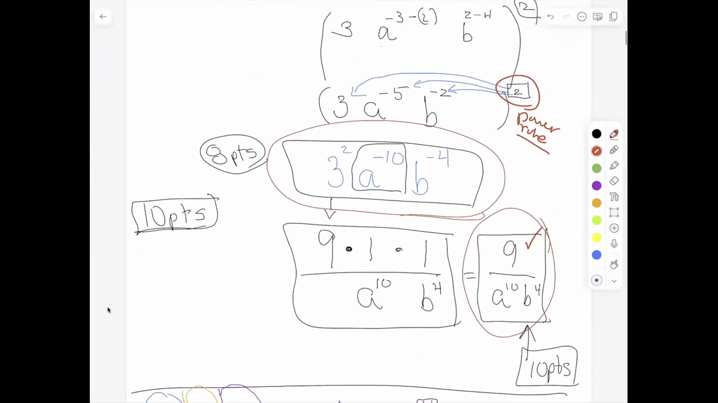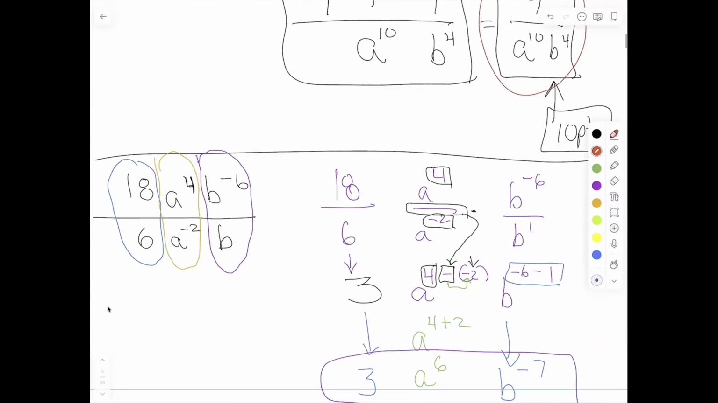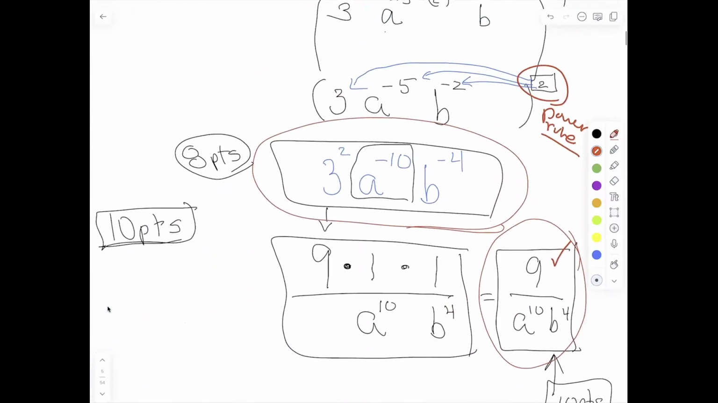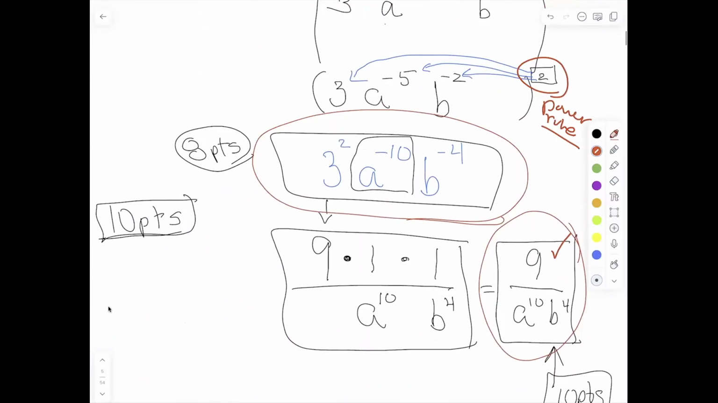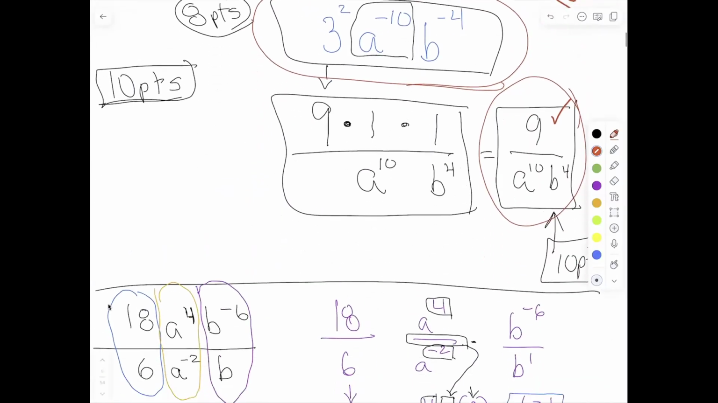Please review the video. 10 points. So wait, every time you get the reciprocal, you always put it on the bottom? Yes, and it becomes positive. So a to the negative 10 goes to the bottom.